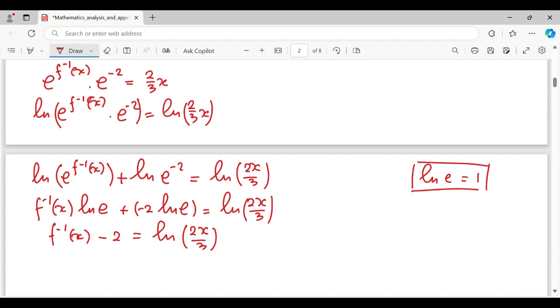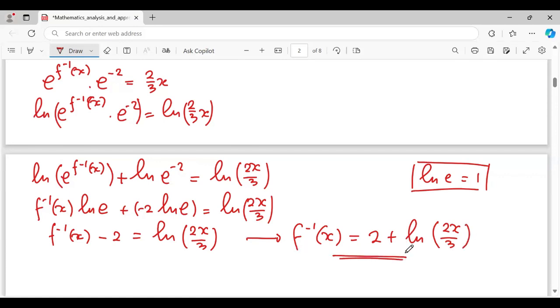So it's going to be f inverse of f(x) equals 2 plus ln 2x over 3. So we have proved this.